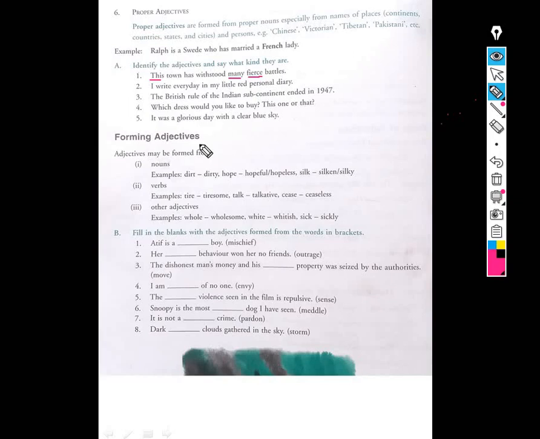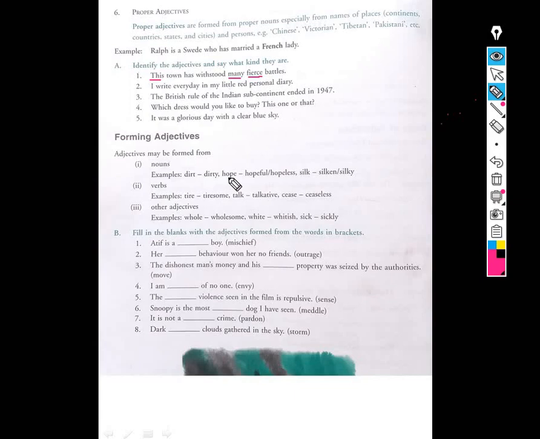Forming adjectives. Next exercise for your homework is forming adjectives. We can make adjectives from nouns, we can make adjectives from verbs, and similarly from other adjectives. Nouns: adjectives may be formed from nouns. आप noun से adjective बना सकते हैं. For example, dirt. Dirt is a noun, गंदगी. From dirt you can make the adjective dirty. He is a dirty boy. Dirty is an adjective from dirt.